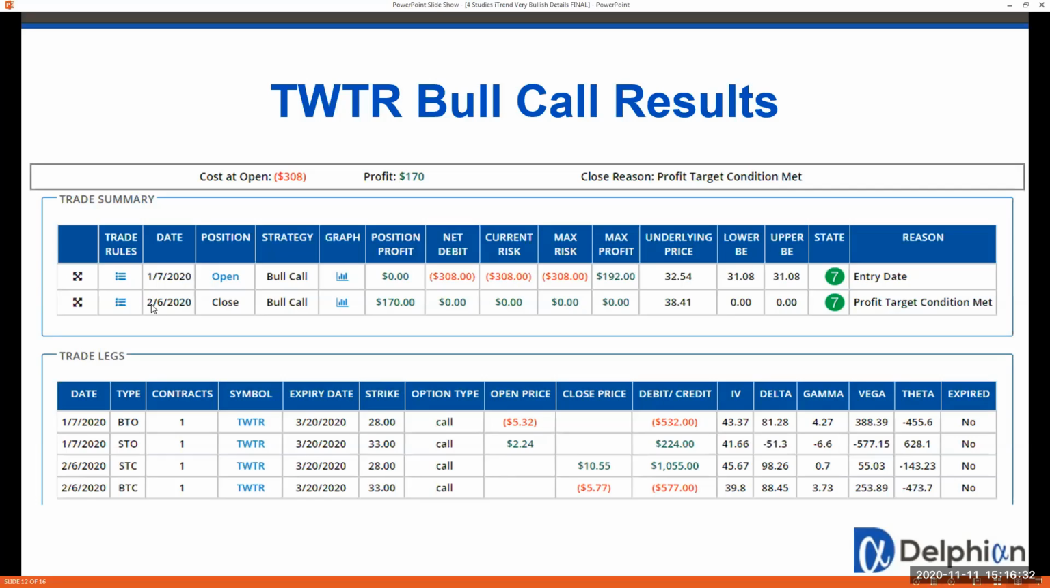We can see this one lasted until February 6th, when we got out of the trade. The stock actually jumped up, Twitter jumped up to 38.41. And we sold this. So we originally bought the spread for 308, and then we sold it for $1.70 plus 3, at our $1.70 profit. And you can see that relative to these prices here.